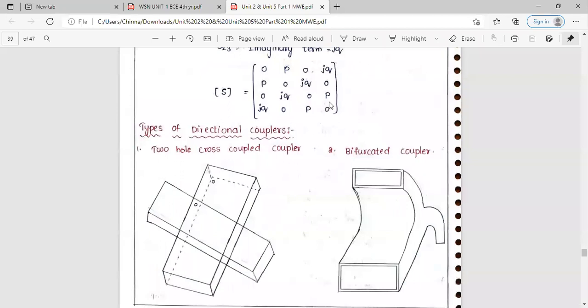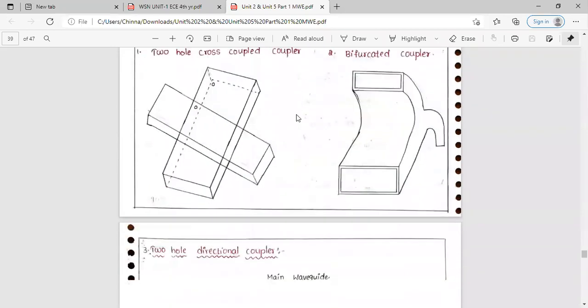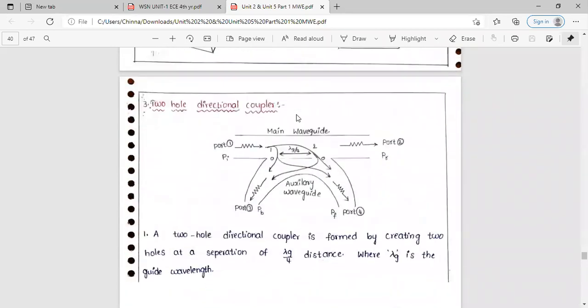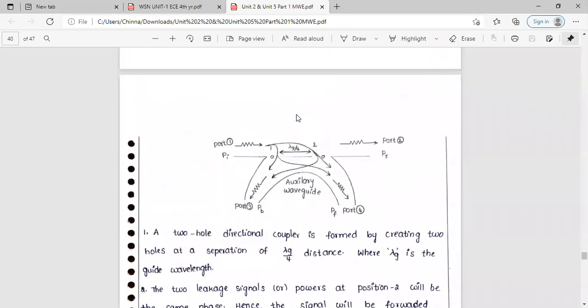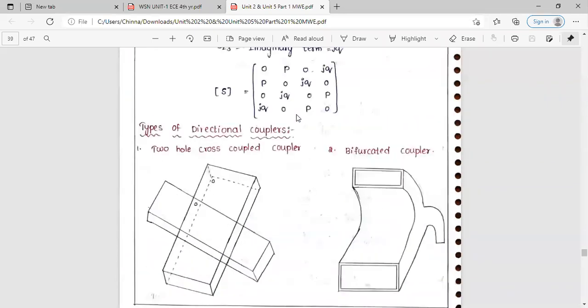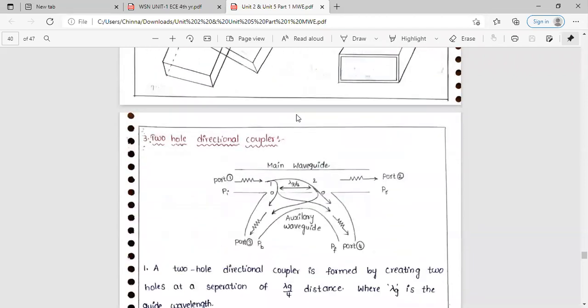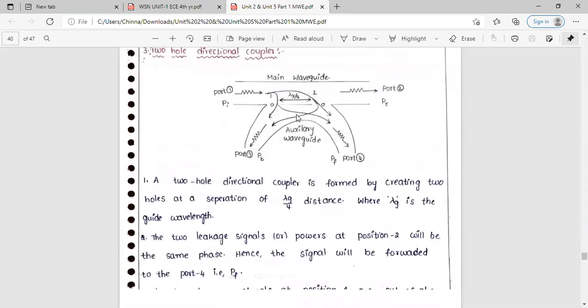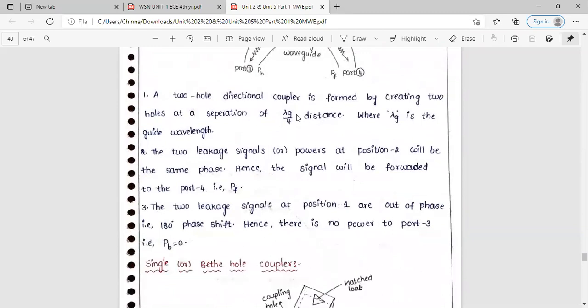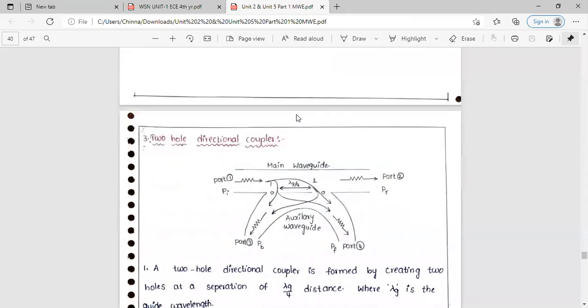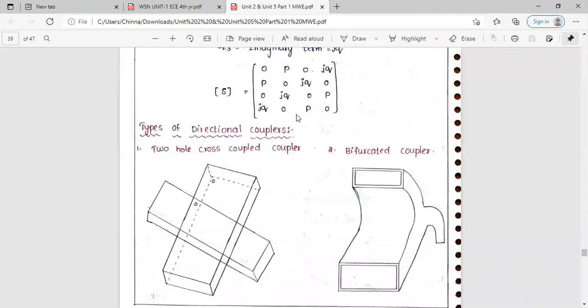This is the scattering matrix of the directional coupler, and we have types of directional coupler, which we will discuss in the next class. The types of directional couplers are the cross-hole, the bi-proper, and the 2-hole directional coupler. These are the different types and representations of the directional coupler. We can discuss them in the next class.